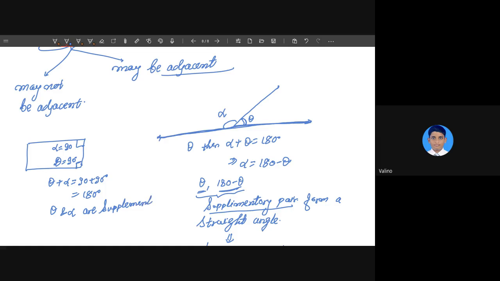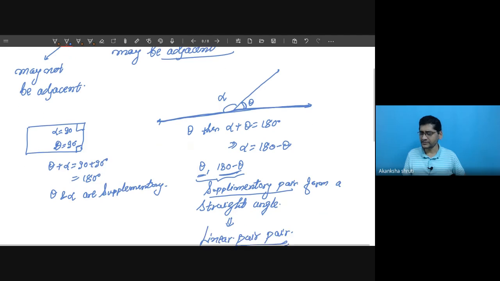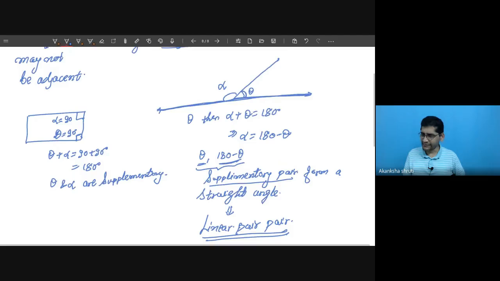It is not forming a straight line in this case. If it is forming a straight line, that is called a linear pair. In this case, it is not forming a straight line because the two angles are at different vertices and on different lines. One is at A, another is at B. It need not be in this way also.